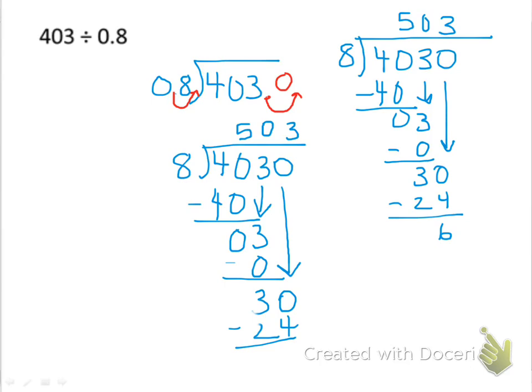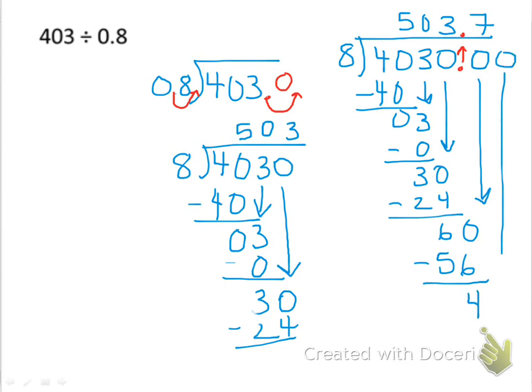We are going to add a decimal, right here, decimal point, bring it up right away, and then we are going to keep adding zeros until we get a remainder of 0. So how many times can 8 go into 60? 8 goes into 60 7 times, and 7 times 8 is 56. Now we do 60 minus 56, that gives us 4. We add another 0 because we're not at a 0 down there yet.